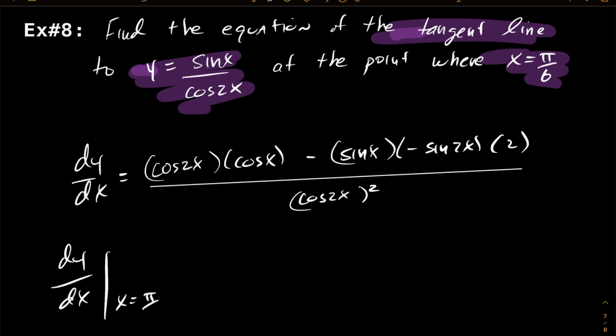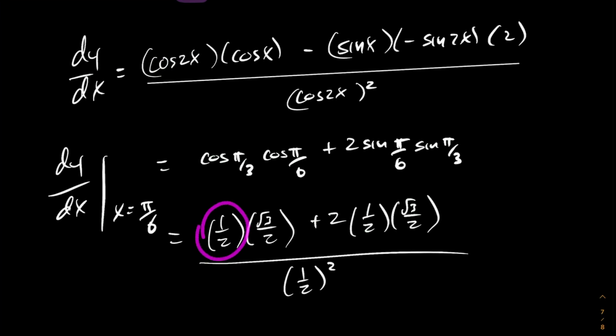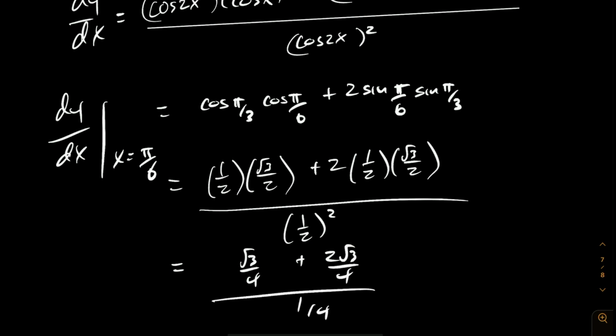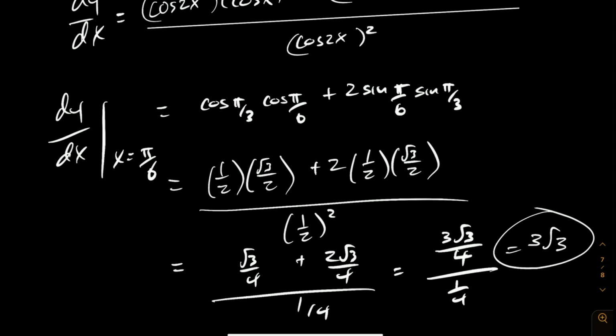Now we just want to find the slope here, so I just have to set x equal to pi over 6. And again, here I just subbed in my values. Cos of pi over 3 is a half, etc. Sub those all in here, and now we're going to simplify. Simplifying this, we get root 3 over 4 plus 2 root 3 over 4, all divided by 1 over 4, which ends up being 3 root 3 over 4 divided by a quarter, which is equal to 3 root 3. So therefore, the slope of this line is 3 root 3.